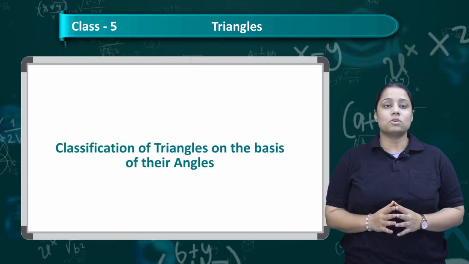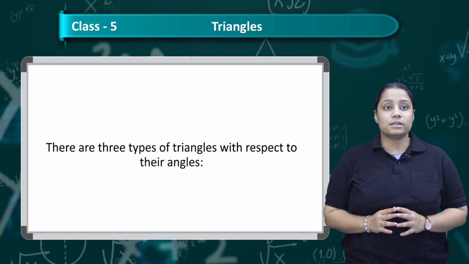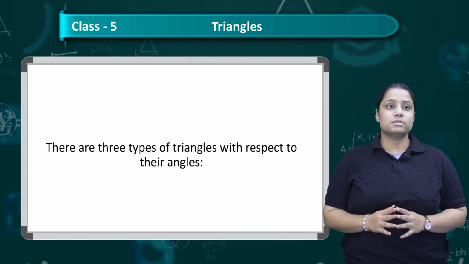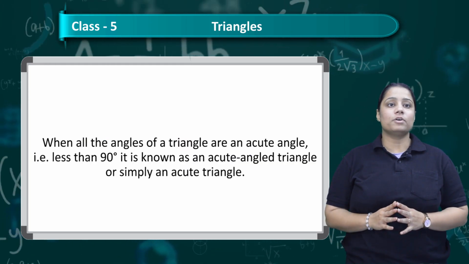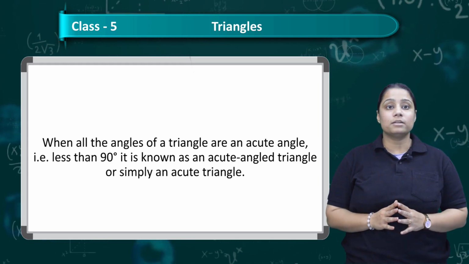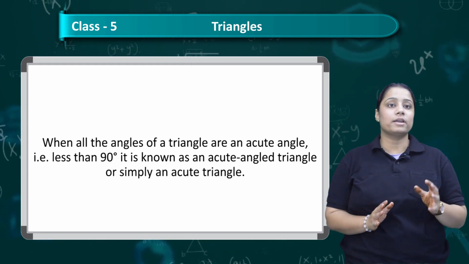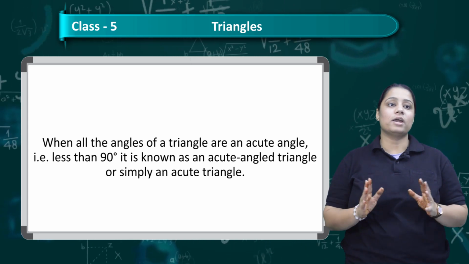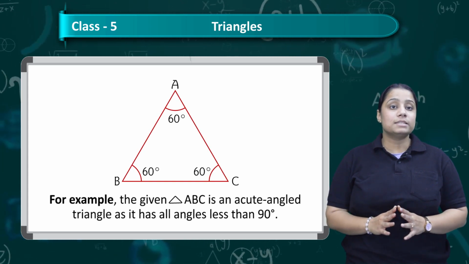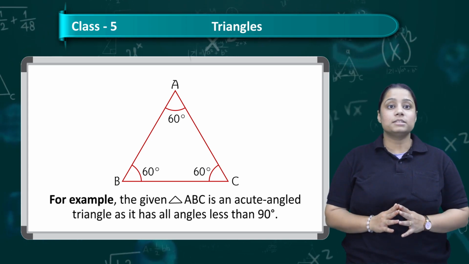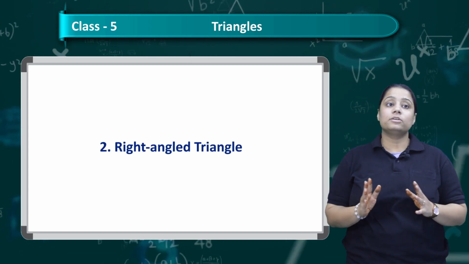Classification of triangles on the basis of their angles. There are 3 types of triangles with respect to their angles. First, the acute angled triangle. When all the angles of a triangle are acute, that is less than 90 degrees, it is known as an acute angled triangle or simply an acute triangle. For example, the given triangle ABC is an acute angled triangle as it has all angles less than 90 degrees.